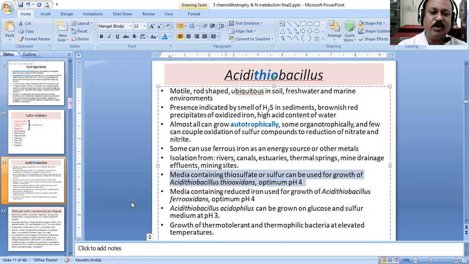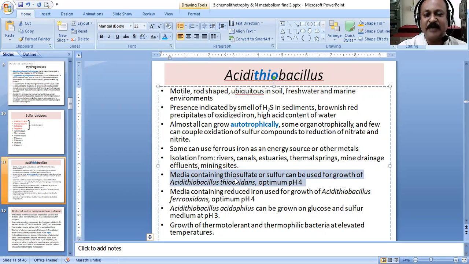Okay, there is a third organism which is called Acidithiobacillus acidophilus. This organism can be grown on a glucose medium. Sulfur also is added to the medium to serve as the electron donor, and glucose can be added as a source of carbon for this organism. So this organism is in a way a heterotrophic organism.